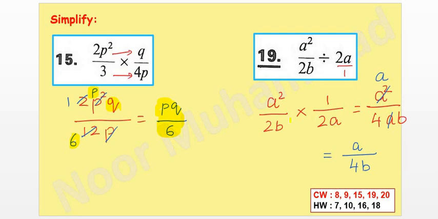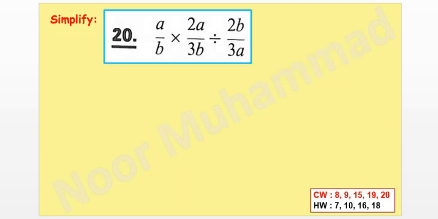And same is the case here. I changed this division into multiplication. I flipped the second fraction. I multiplied straight, and after that a single a here, and here a times a means that I will have a double a. So one of the a will be cancelled and only a will be left in the numerator. So let's solve one more question.